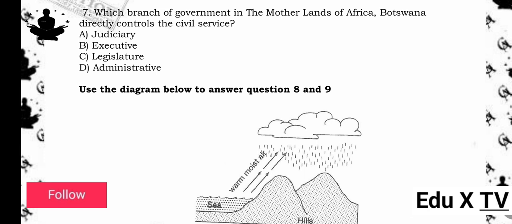7. Which branch of government in the Motherland of Africa, Botswana directly controls the civil service? A. Judiciary. B. Executive. C. Legislature. D. Administrative. The answer is B. Executive. Reason being, the executive branch directly controls the civil service.